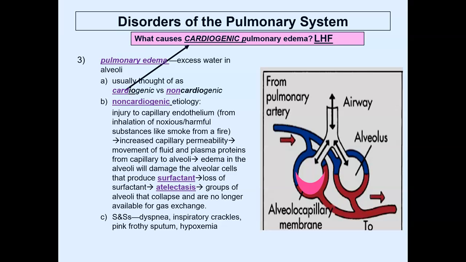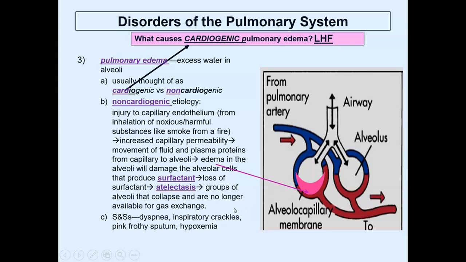Now, we didn't really talk about this before, but whenever there is water in the alveoli, it's not a good thing because it will actually damage the alveolar cells that are producing surfactant. And if you go back to A&P, we know that surfactant is always produced, and that's what keeps the alveoli from collapsing. And so whenever there is a loss of surfactant, the alveoli will collapse because there's no air that can get in there. And again, that's the term atelectasis, where groups of alveoli collapse and are no longer available for gas exchange.